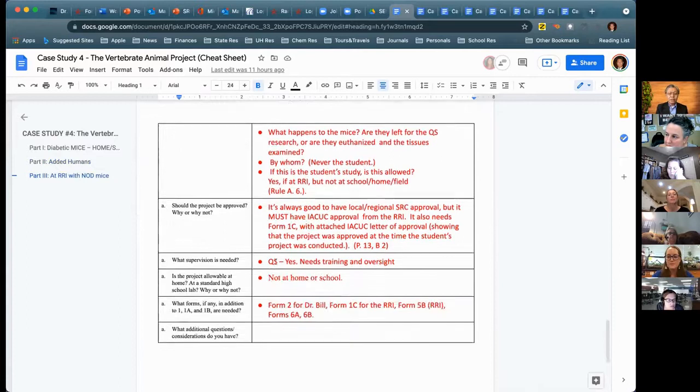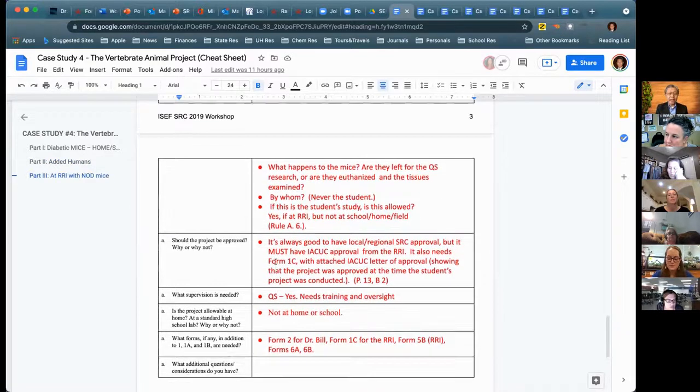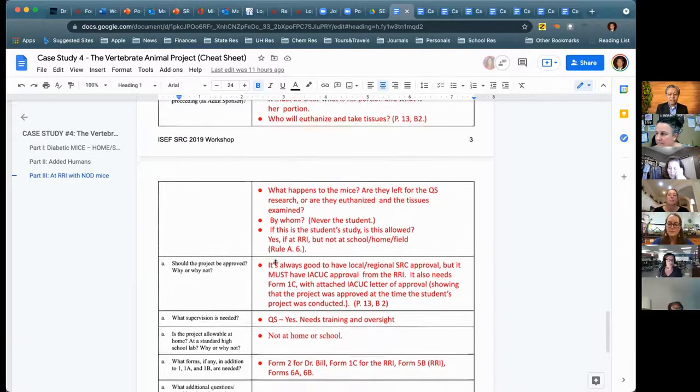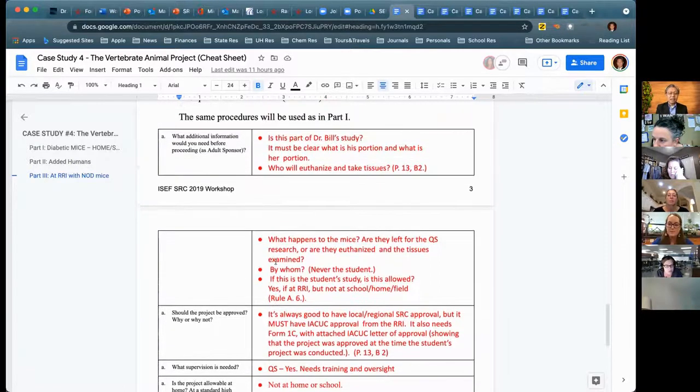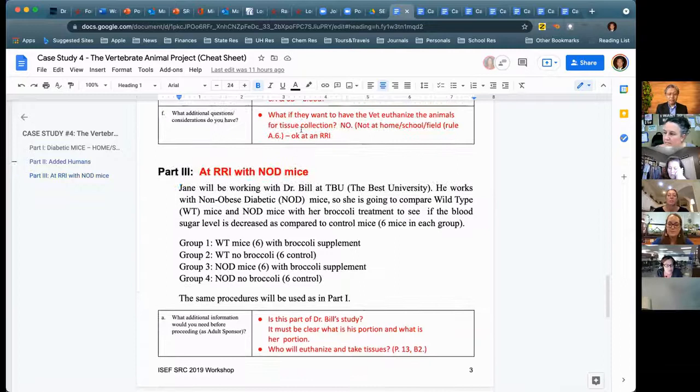you have to make sure that, number one, a qualified scientist is really a must in this particular case. There has to be training and oversight. That's the reason why it has to be done in a regulated research institution. It's going to require Form 1C for sure. And because you're working in a university, that's just a requirement.